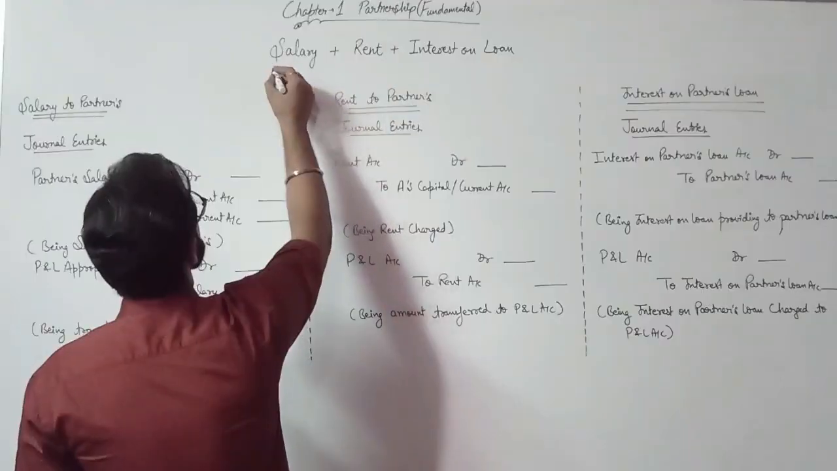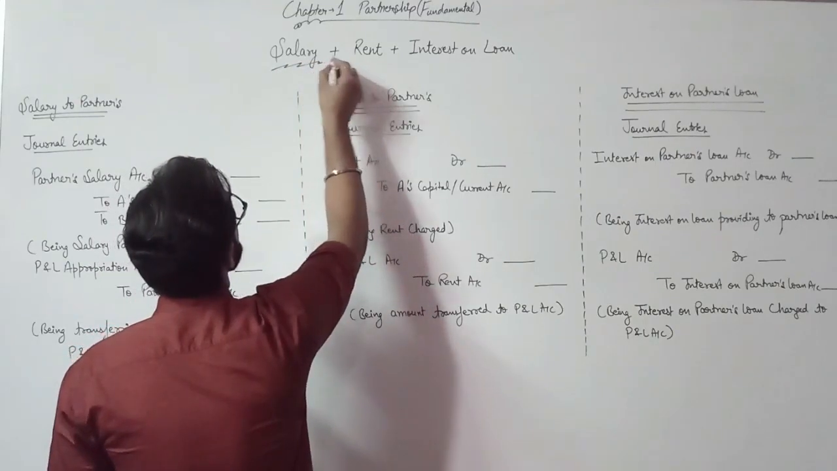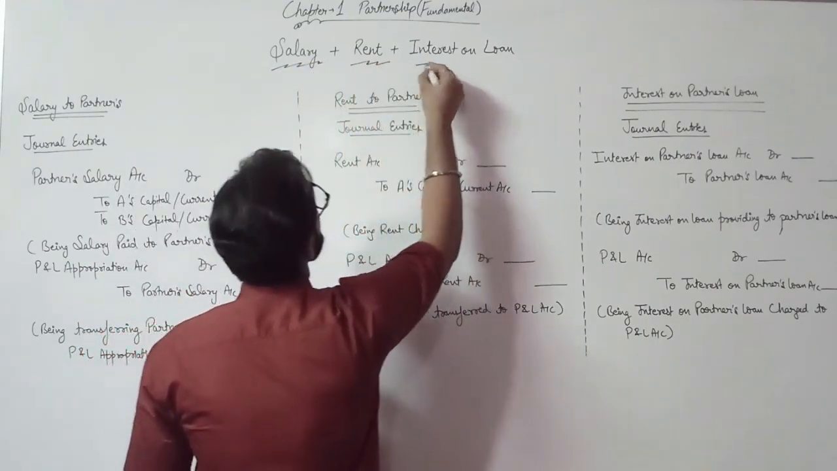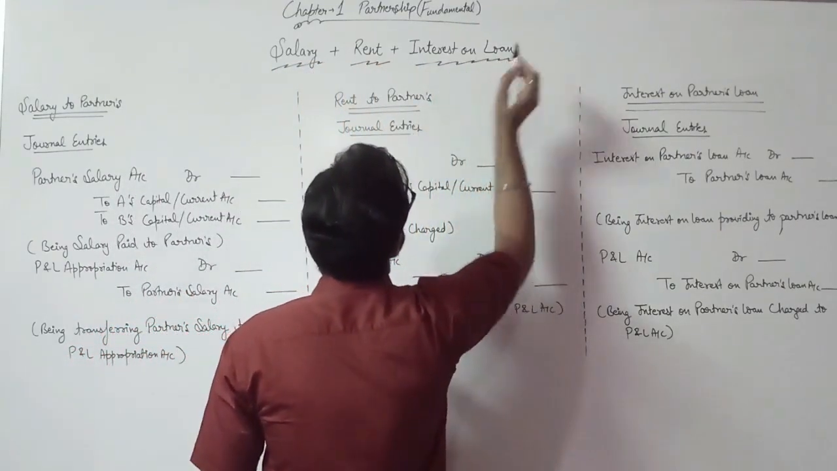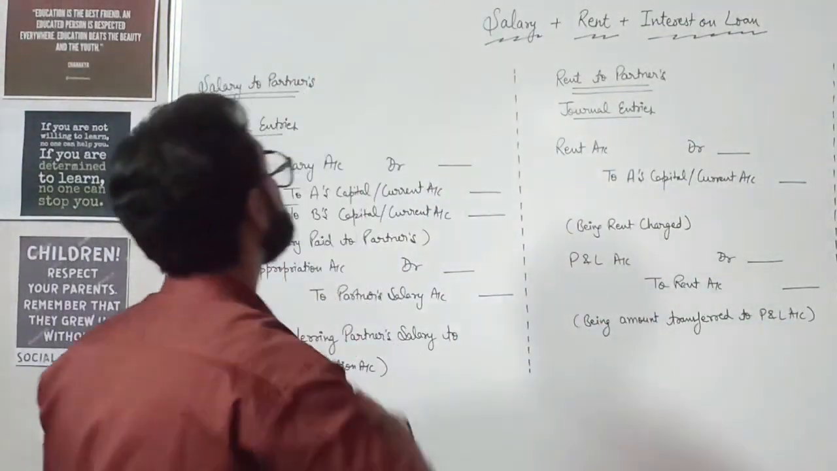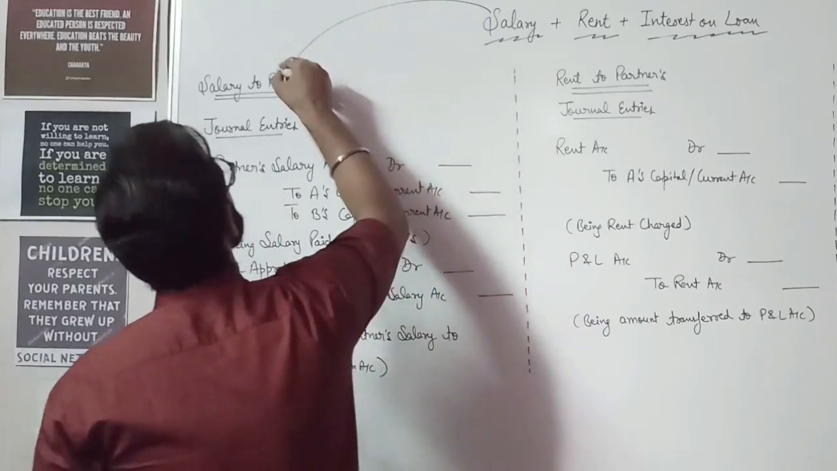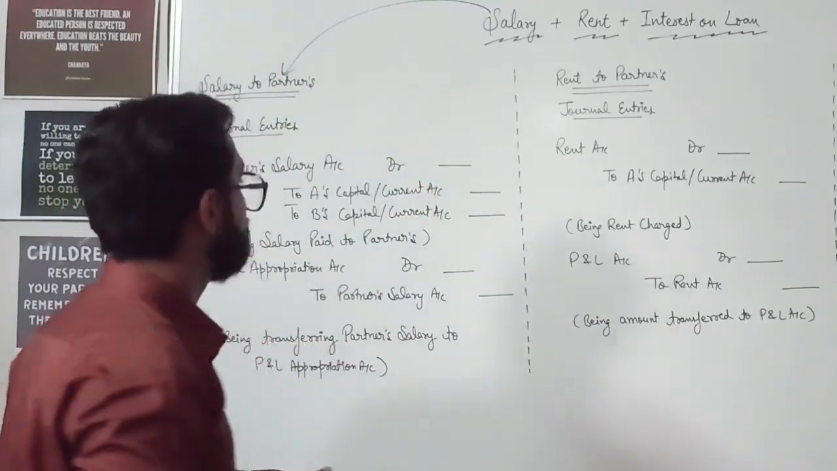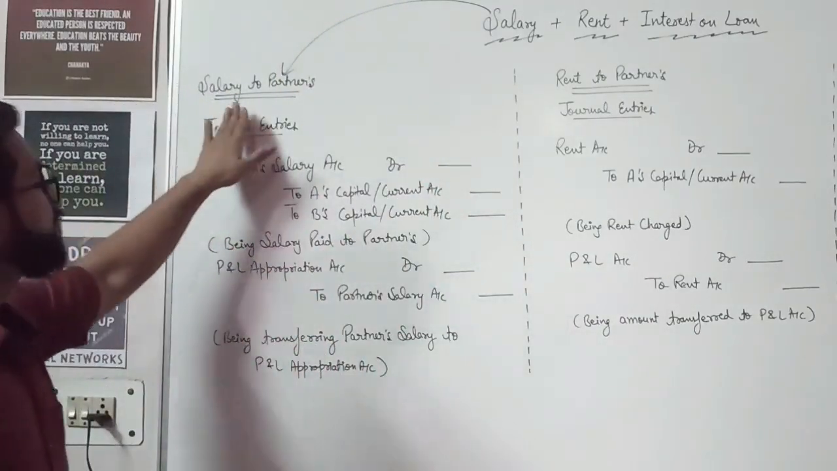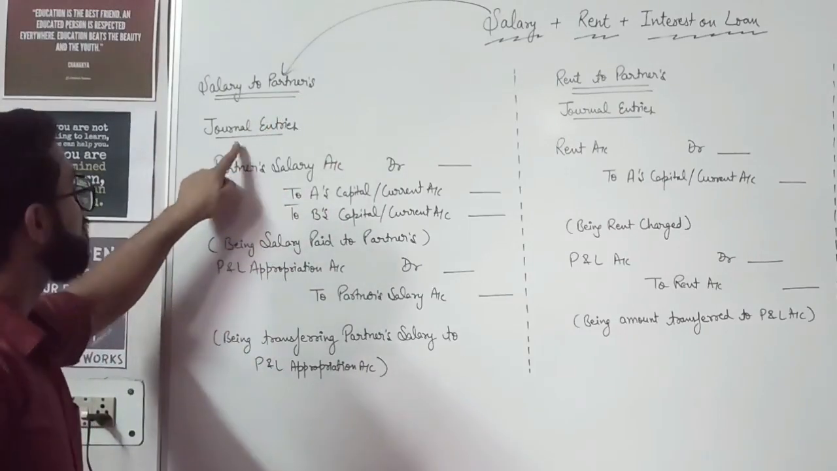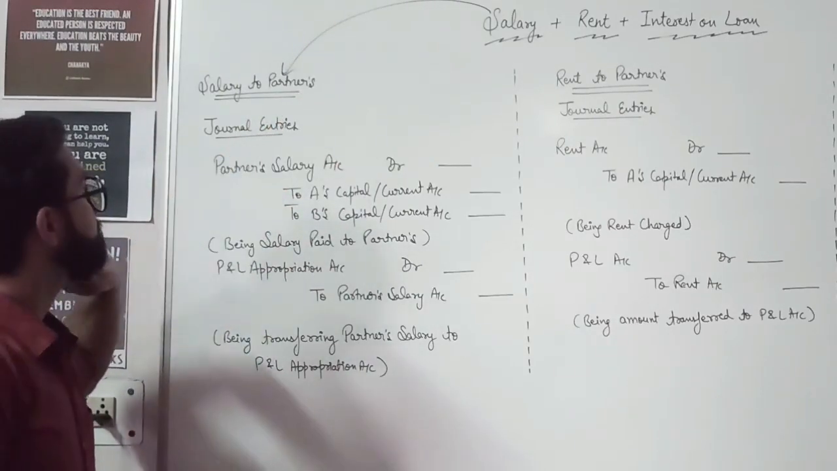Now, let us understand treatment of salary, treatment of rent and treatment of interest on loan. Now first, salary. Salary to a partner. What are the general entries?